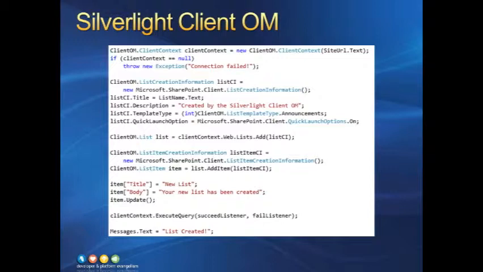The one thing that is a little different here is that I'm going to work with asynchronous programming, because in Silverlight all the communication is asynchronous. So I'm going to have to pass in a success and a failed callback that's going to happen when I run my Silverlight control. So now let's jump into a demo and take a look at what a Silverlight web part that uses the Client Object Model is going to look like.